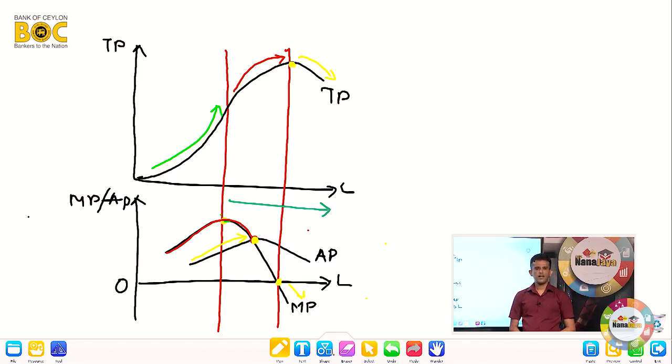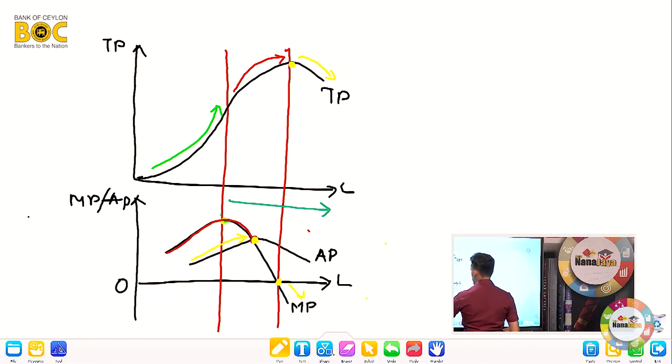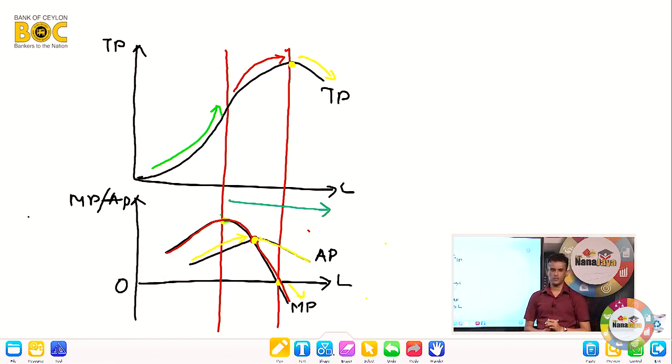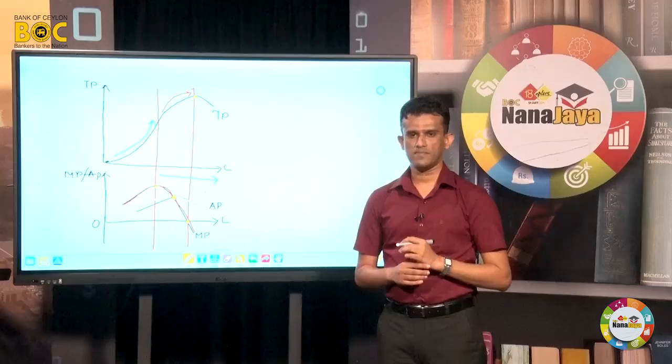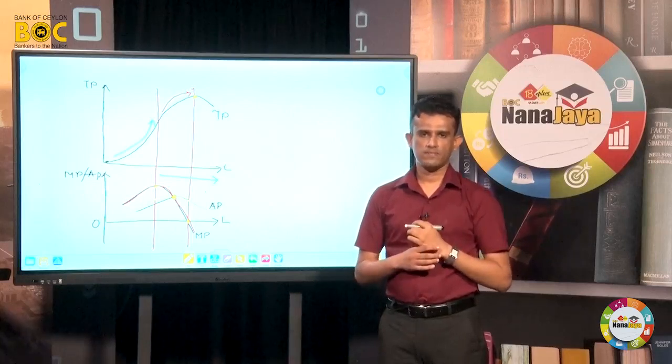The marginal product curve and the average product curve intersect each other at the maximum point of the average product. From that point onwards, you can see that the marginal product curve is lying below the average product curve. At the stage where the marginal product curve is lying below the average product curve, the average product decreases.